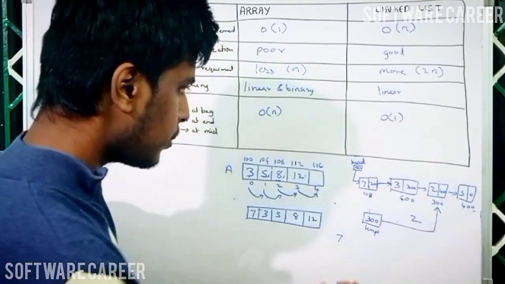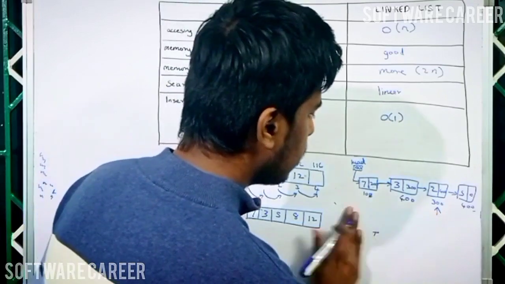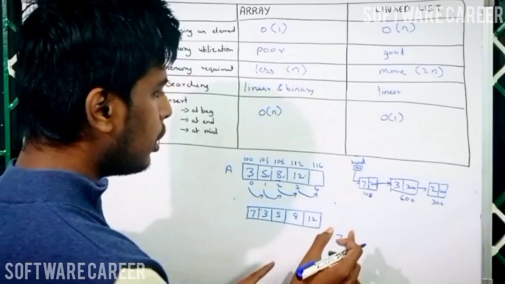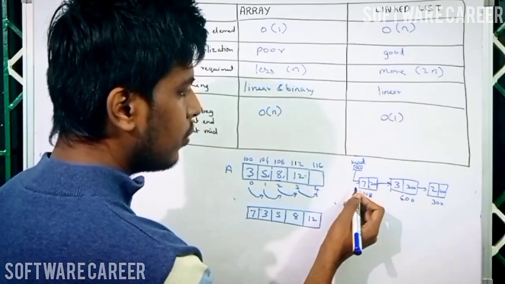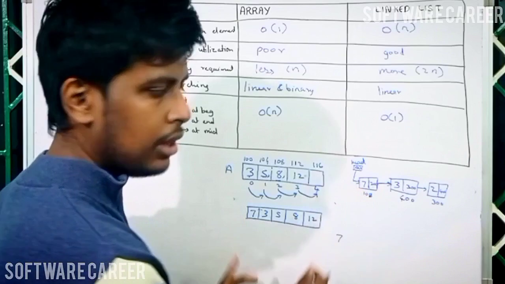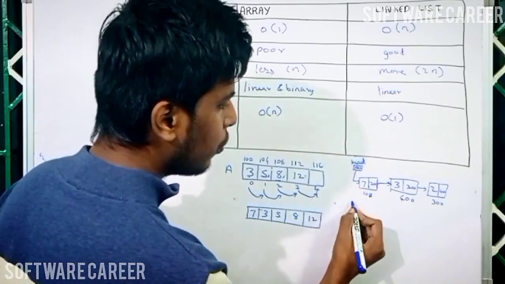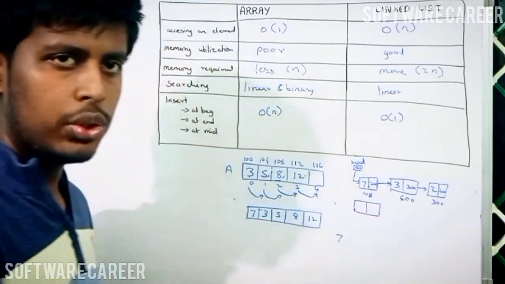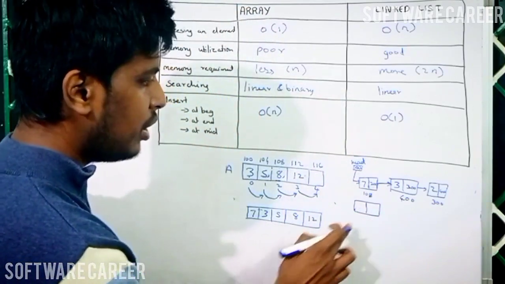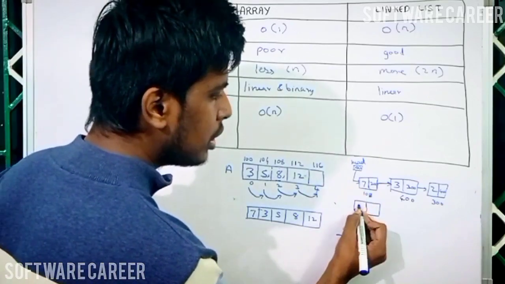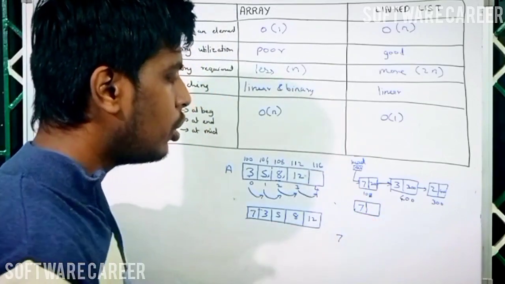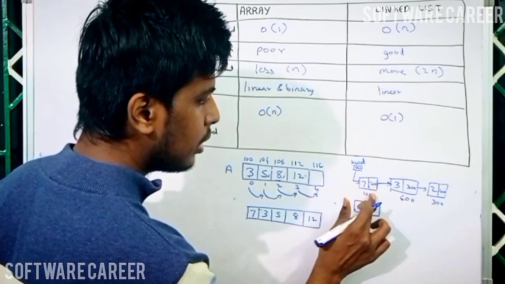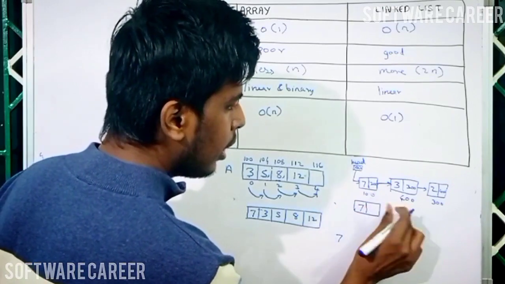How? Let's see. Suppose you have 3 nodes in this linked list. Now you should insert one extra node at the beginning. For this you should create a new empty node. Now suppose you are inserting this 7 into this new node at the beginning, so 7 gets stored over here. Now you should store this base address, which is 100 at the start. This is 100 and this is 200.